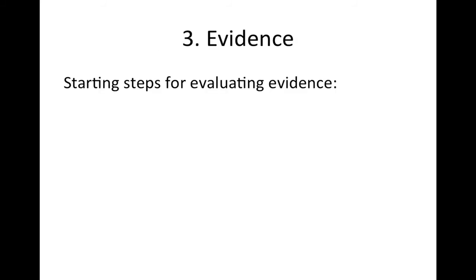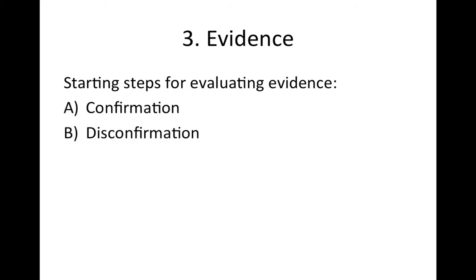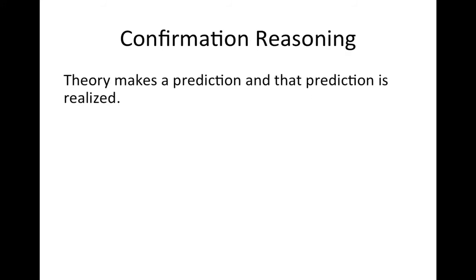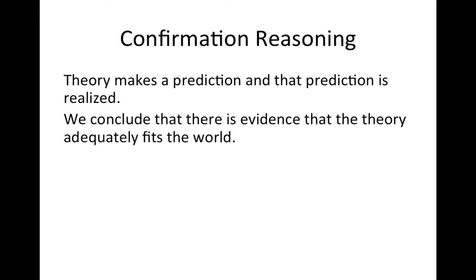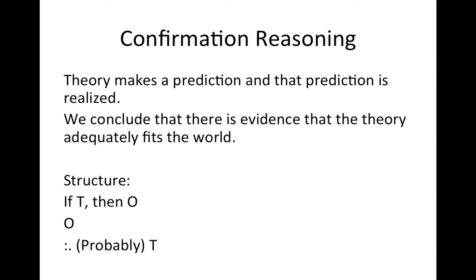So now let's turn to evidence. And we're going to talk about the starting steps for evaluating evidence. And we can talk about confirmation and disconfirmation just a bit. So confirmation is very simple. If a theory makes a prediction and that prediction is realized, then we conclude that there is evidence that the theory adequately fits the world or the phenomenon. So here's a very simple example. If we take the following structure, if T, so if some sort of theory, then an observation, and we observe O, then we conclude that probably T.